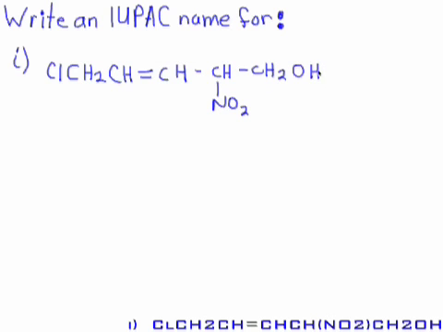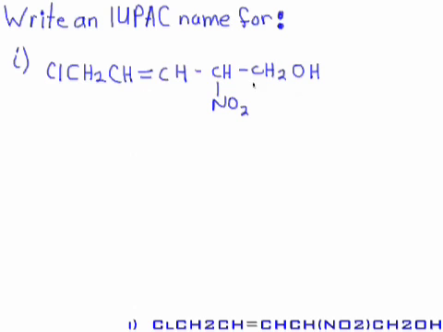Now, when providing an IUPAC name for such a molecule, you must find the longest carbon chain with the highest priority group. We have a chlorine, a nitro, and an OH. What is the highest priority group? Well, it is the OH group, or the alcohol. The longest carbon chain is 1, 2, 3, 4, 5. An alcohol on a 5-carbon chain is called a pentanol. The E is dropped and OL is added.